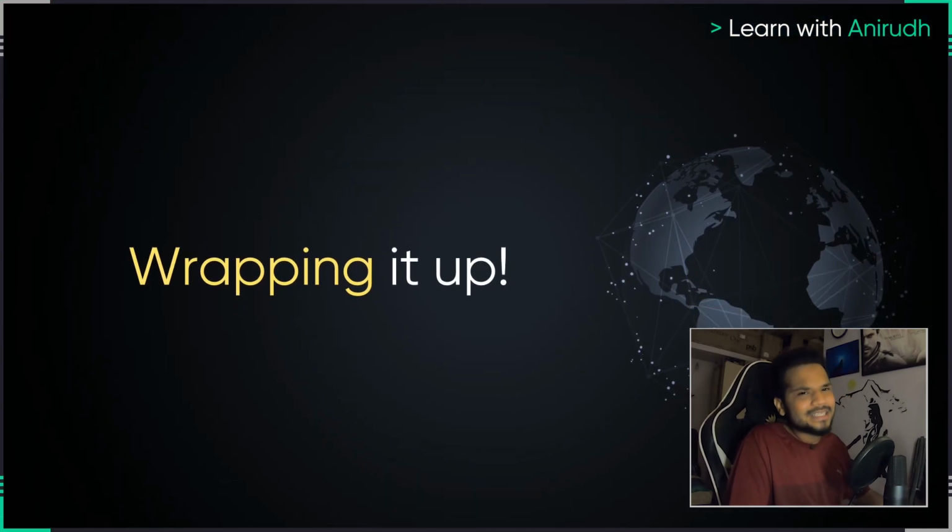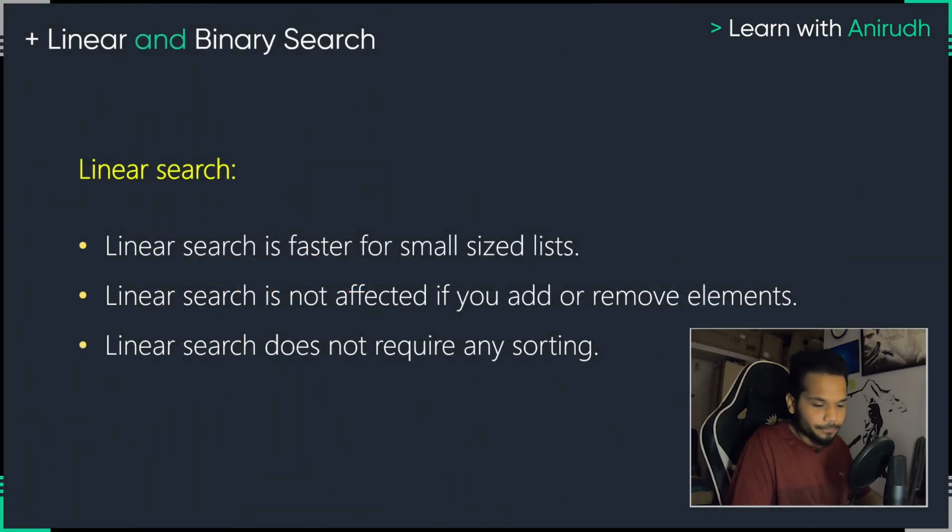Right? With that, let's quickly wrap up this video. I already told you that binary search is very much faster than linear search, but guess what? If you have a small number of elements, linear search is actually faster. And you can add hundreds and hundreds of elements to your linear search, and no matter what element you add or remove, linear search will not care. It will just search for it regardless of anything, and it does not require any sorting as well.